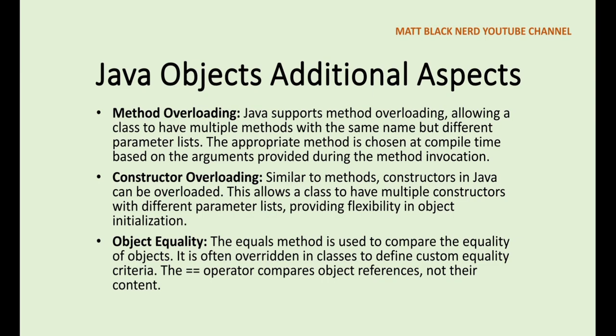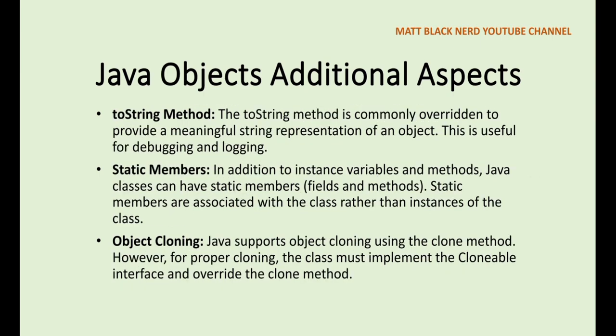Object equality. The equals method is used to compare the equality of objects. It is often overridden in classes to define custom equality criteria. The equal-to operator compares objects' references, not their content. toString method. The toString method is commonly overridden to provide a meaningful string representation of an object. This is useful for debugging and logging.